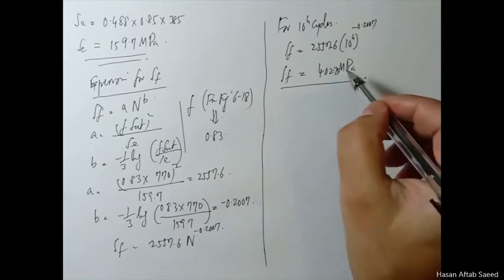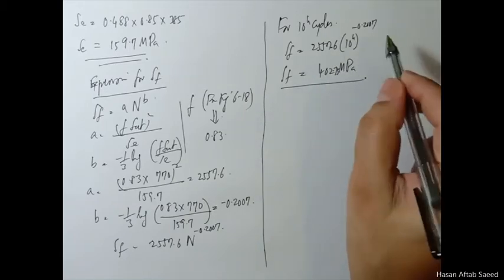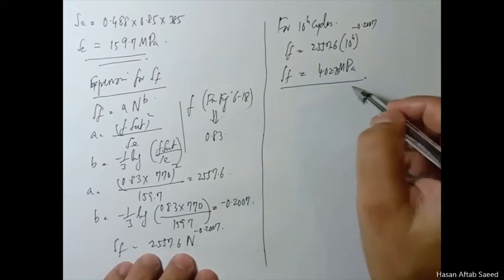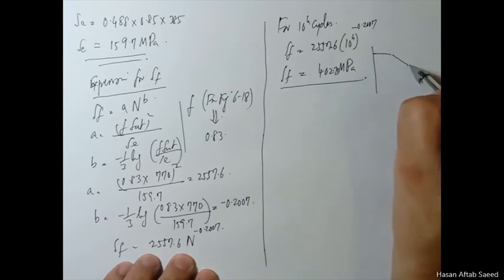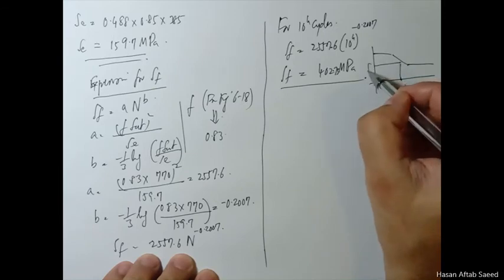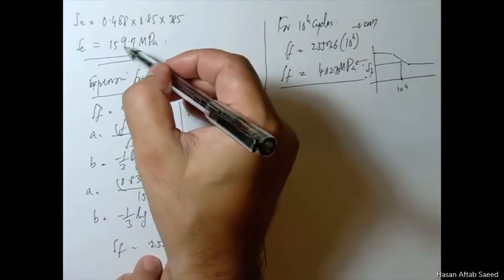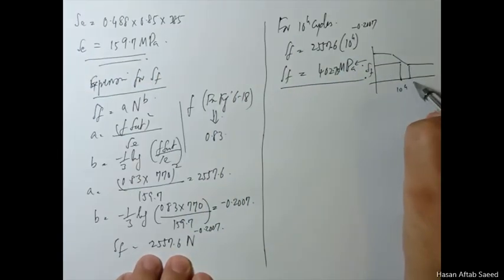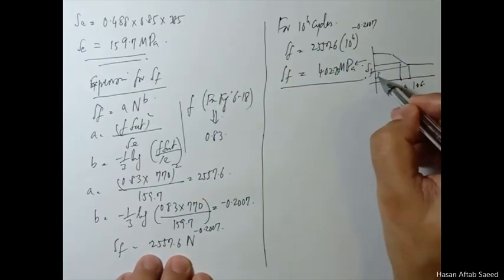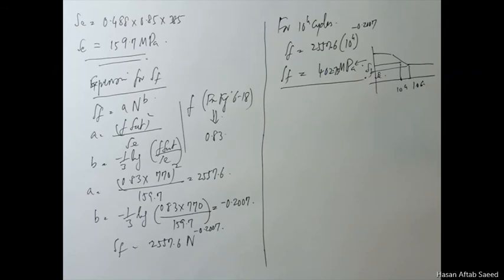So this is SF, and it is higher than SE because SE corresponds to 10 raised to power 6 cycles. This is SE. Now we have dealt with the strength part.